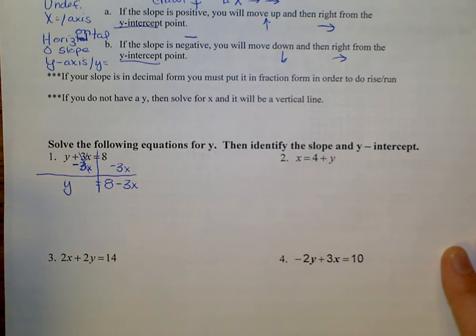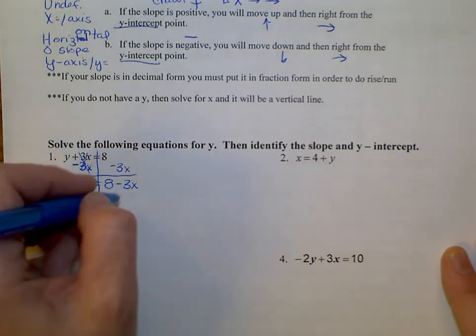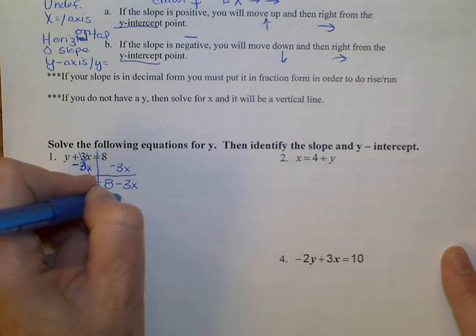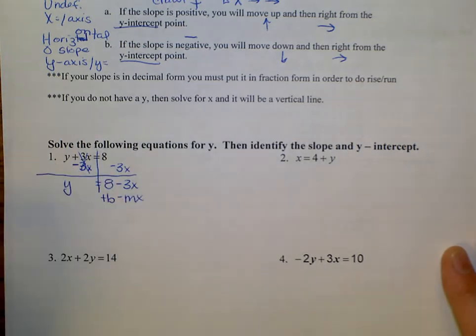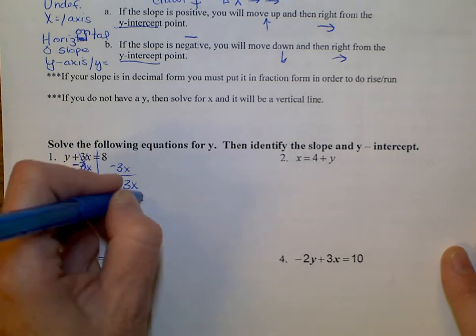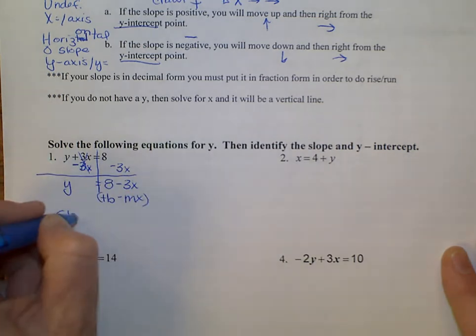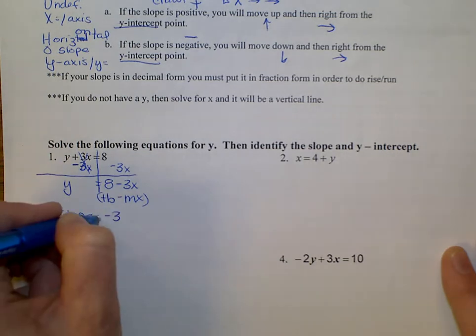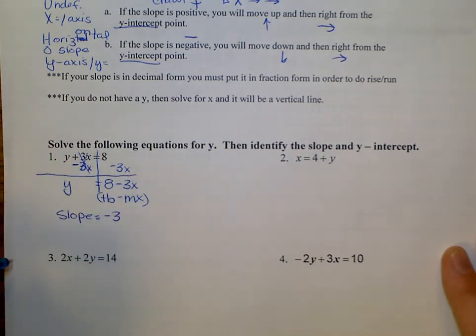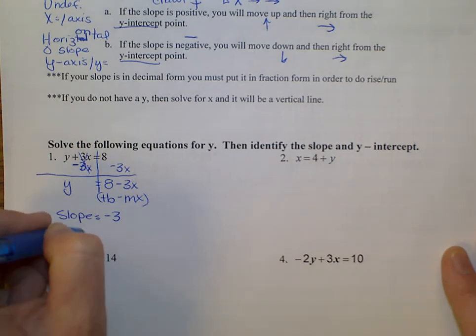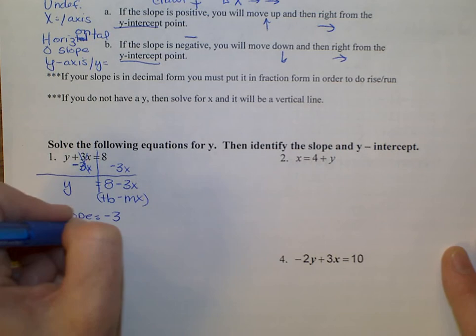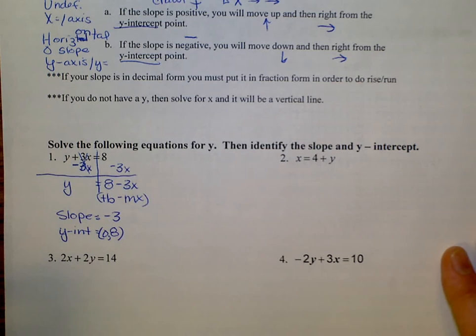Now I have my y equals mx plus b, right? Here's my plus b, and then I have mx over here, okay? So my slope is the m, which is -3 in this case. Watch your signs, positives and negatives. Then the y-intercept for our graph will be the b part, which is our +8, and we want to write that as a coordinate point, okay?